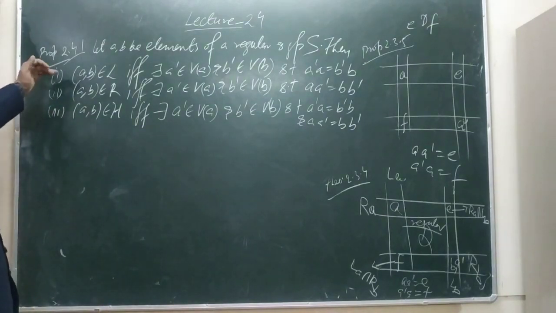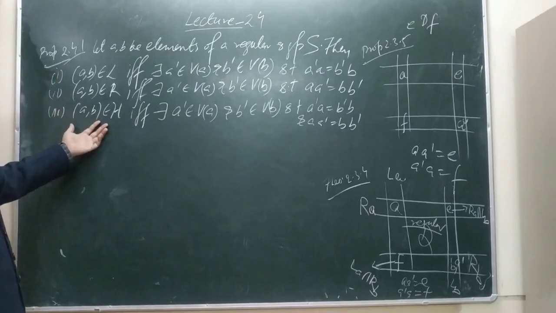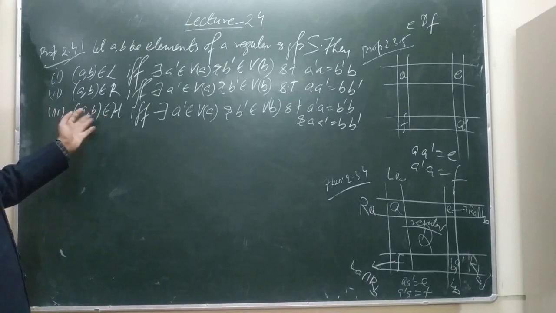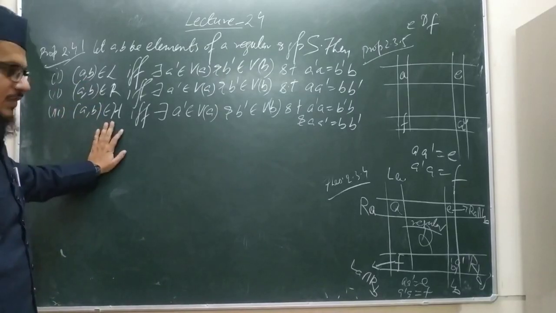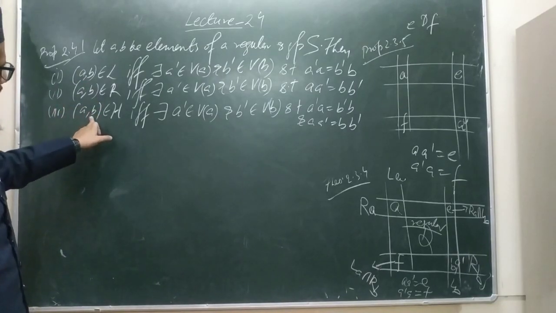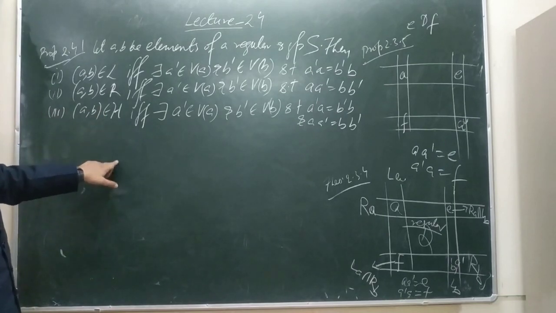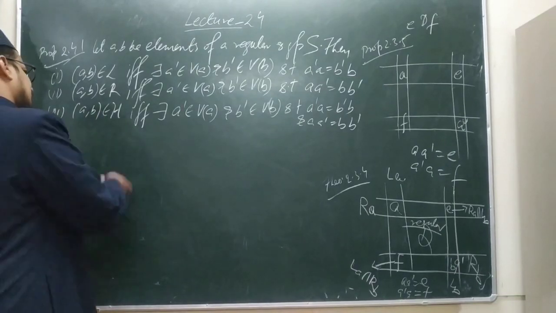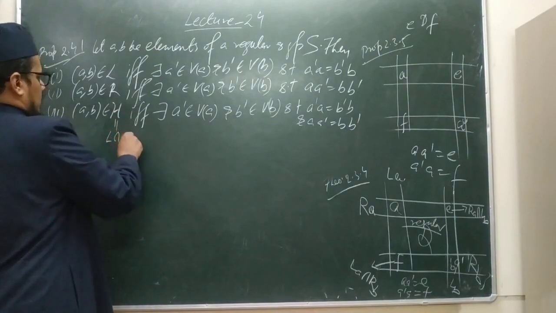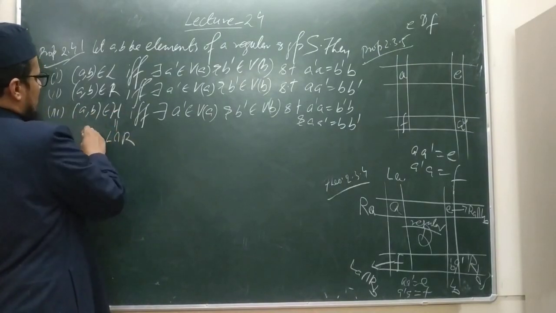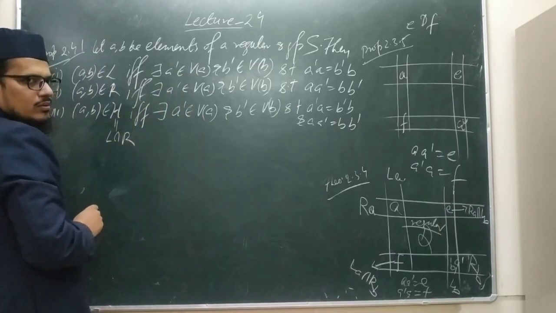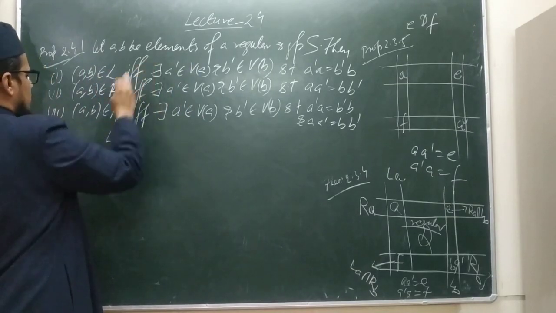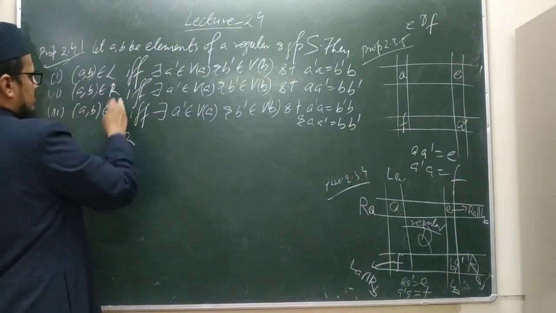Basically, the second part is the dual of the first part, and the first and second together imply the third part. Because if AB belongs to H, then it means AB belongs to L and R, because H is L intersection R. So AB belongs to L and AB belongs to R. If AB belongs to L, by the first this side is true, and by the second this side is true.